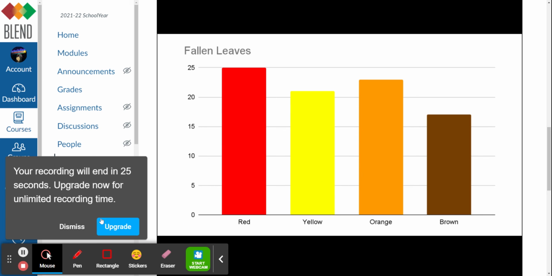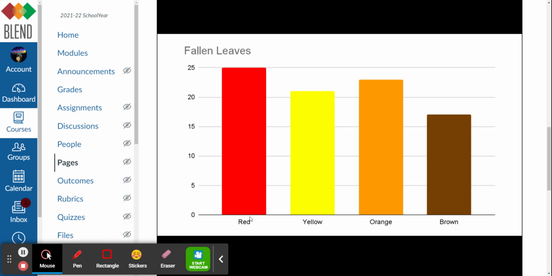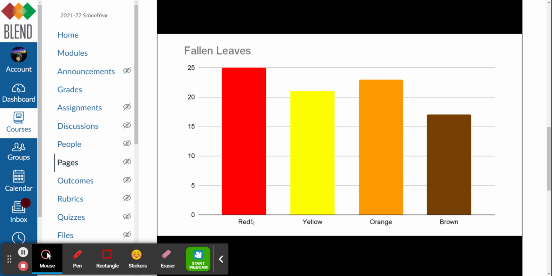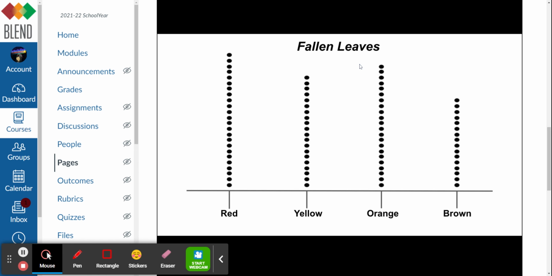So here is our information on a bar graph, all right? We took the same information off the frequency table. For instance, red, we had 25 red leaves. So on this bar graph, our x-axis is the categories and our y-axis is the number, all right? So that is how you turn a frequency table into a bar graph. So we'll do that in class. Here's the same version as the dot plot. We'll do that as well.